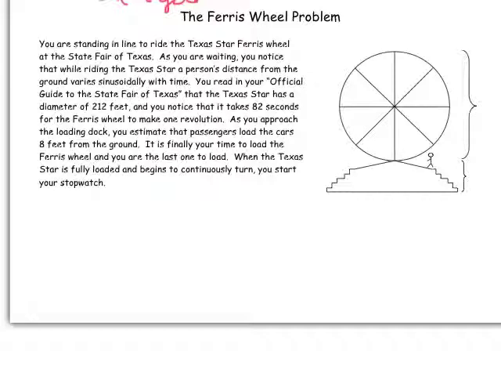So it's talking about a Ferris wheel diameter is 212, and it takes 82 seconds to make a revolution. And it is 8 feet from the ground. This doesn't make sense unless you read it, so please pause it and read the problem if you haven't. If I label on my picture everything that it tells me, diameter is from one end of a circle to the other, so this is 212.